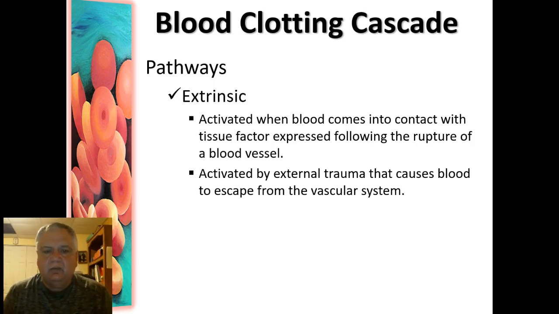The extrinsic pathway is activated when blood comes in contact with tissue factor expressed following the rupture of a blood vessel. So, let's say, for example, we twist our ankle, and as a result, blood vessels rupture. When the blood vessel ruptures, the blood can flow out, and it can then come in contact with tissue factor.